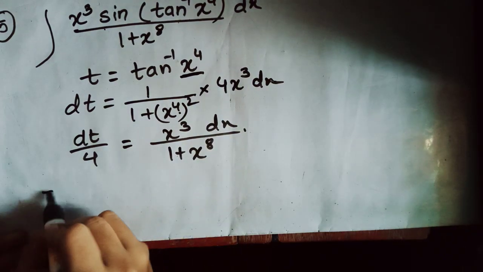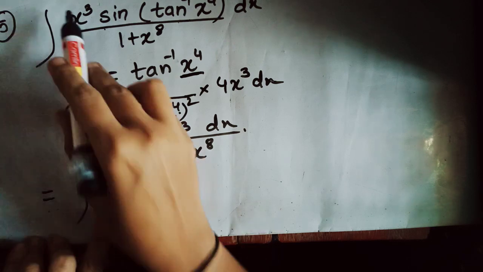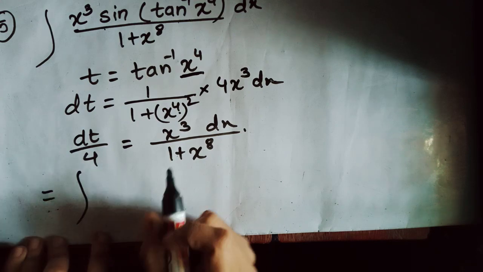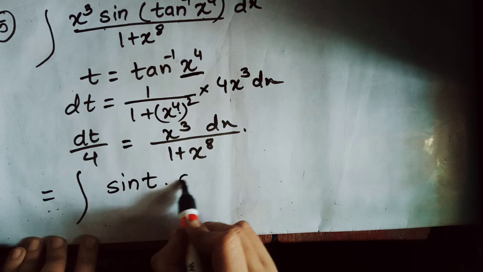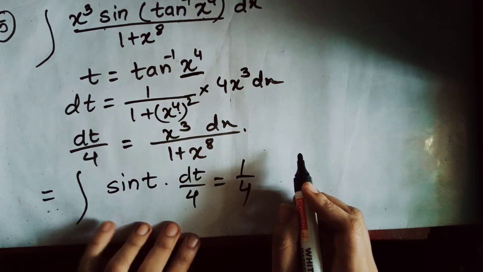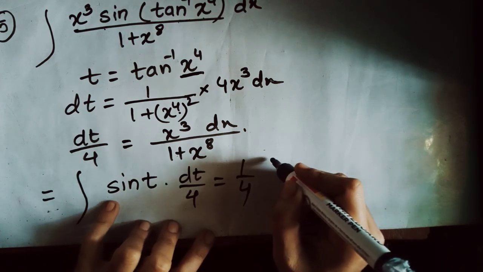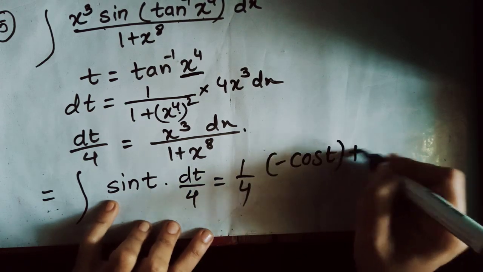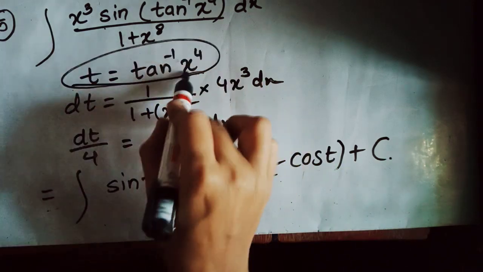Now you substitute, so integral x cube upon 1 plus x raised to 8 becomes your dt by 4, and this is your t. So sin t dt by 4. So 1 by 4 you take outside. What is the integral of sin t? It is minus cos t, right? Minus cos t plus c. And then you have to substitute t.